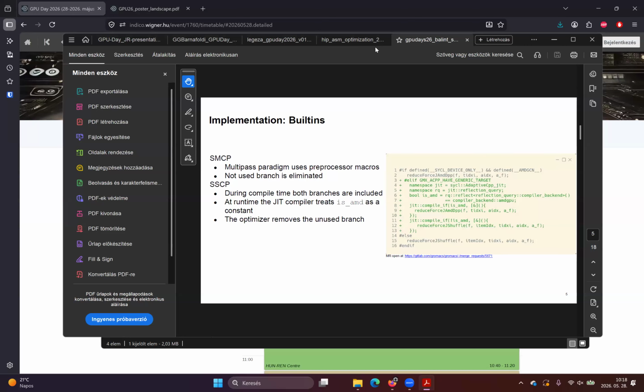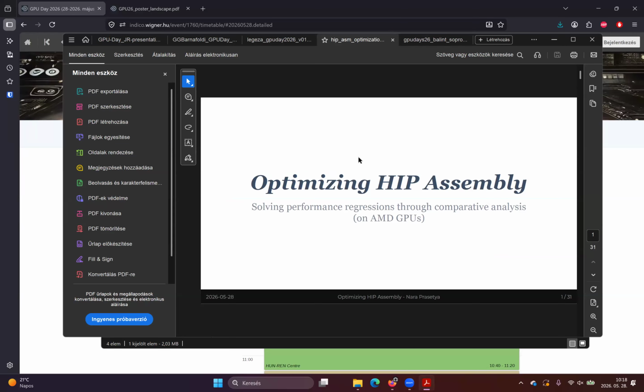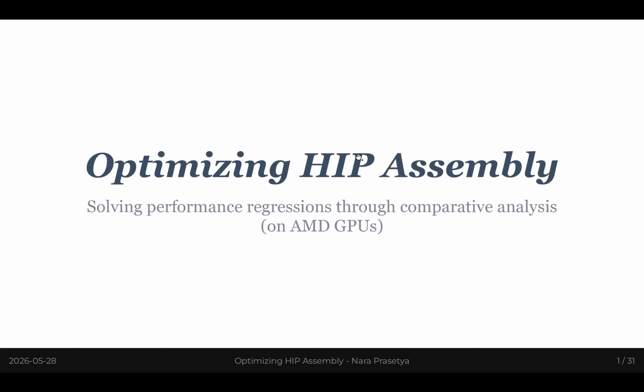And the continuation also from stream HPC. So, manual AMDGCN assembly analysis and optimization. It's the stage C of it. Sorry, this is a shortened title because I don't want to read out the full title.